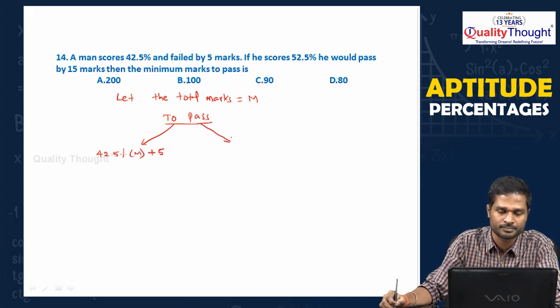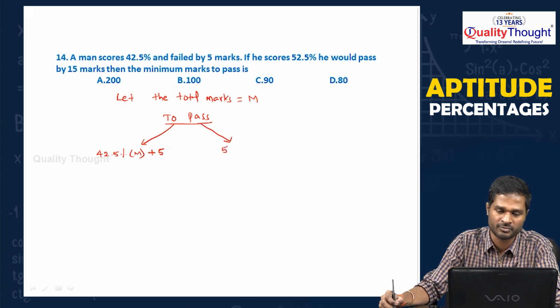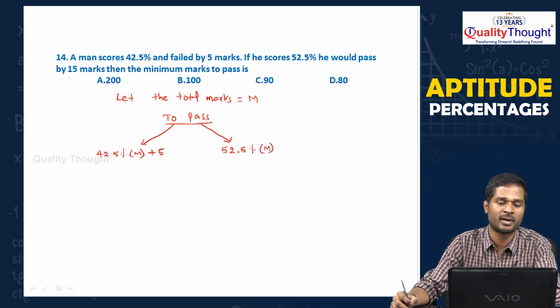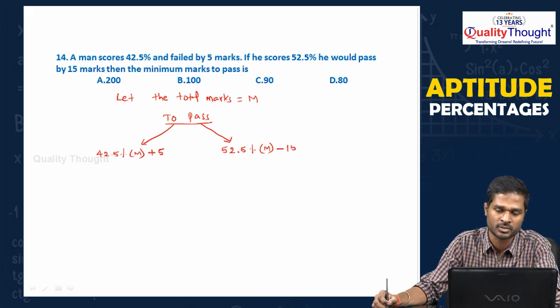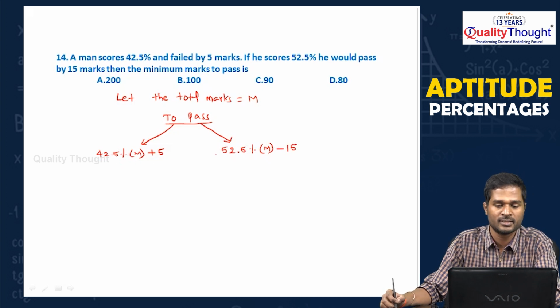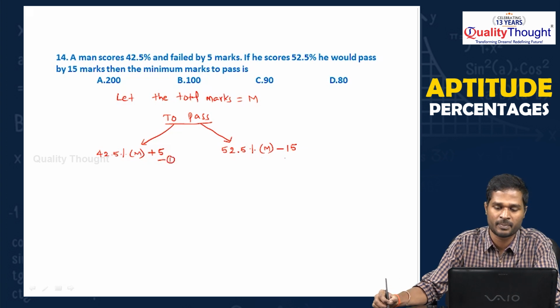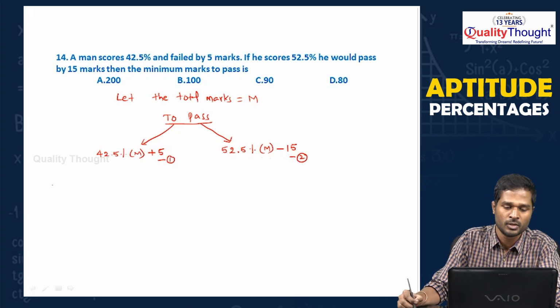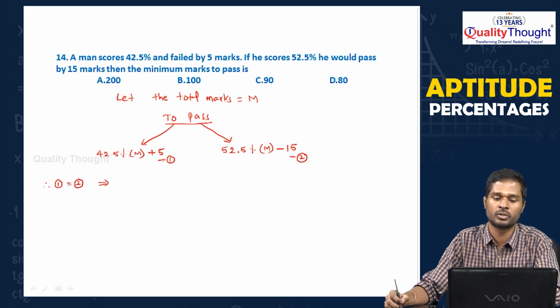So what is the other case? If he scores 52.5% of the total marks, he would have passed by 15 marks. That means he gets 15 marks more than the pass marks. In the first case, he is 5 marks short of passing. In the second case, he got 15 marks more than what is required to pass. In both cases, the pass marks are equal. So I can make equation 1 equal to equation 2.